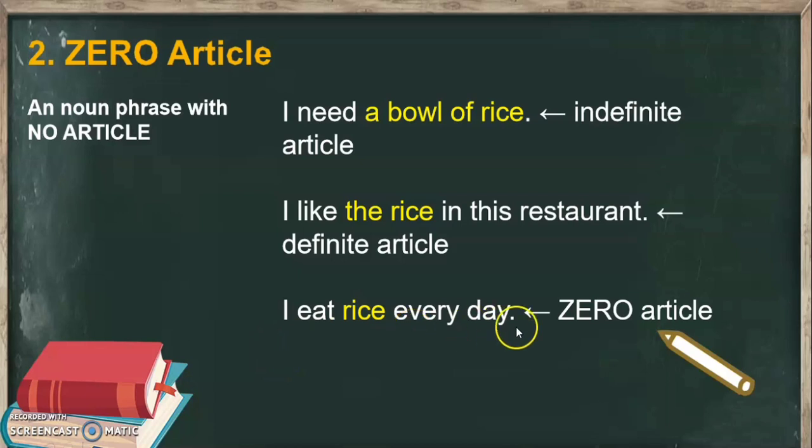Now to our zero article, let us read this sentence: I eat rice every day. So this is general, rice. You don't need article a or the. So we can just say rice. I eat rice every day. So you can see the differences between the indefinite article, the definite article, and the zero article.